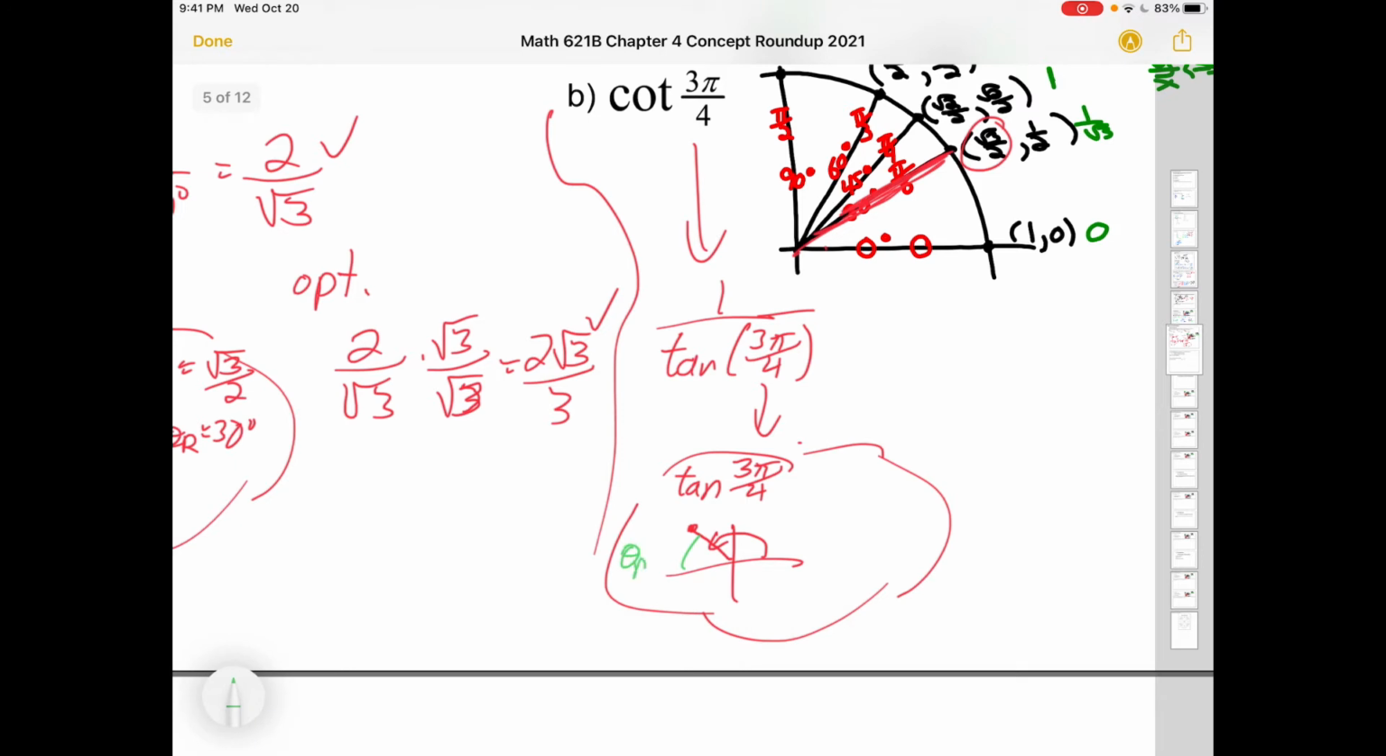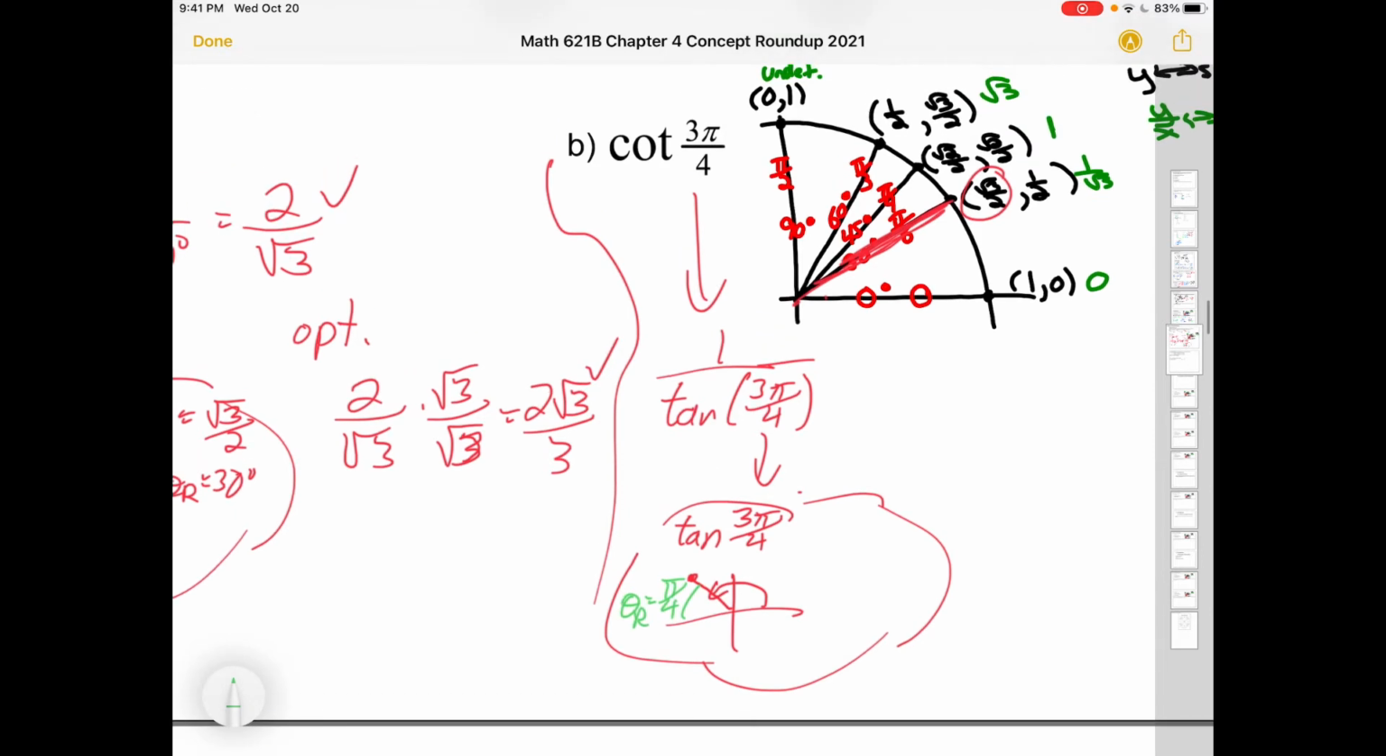Okay, the reference angle would be pi over 4. Okay, let me check this out. Pi over 4, or 45. There we go. Here's the tan value. So the tangent would be 1. And in this quadrant, tangent would be negative.